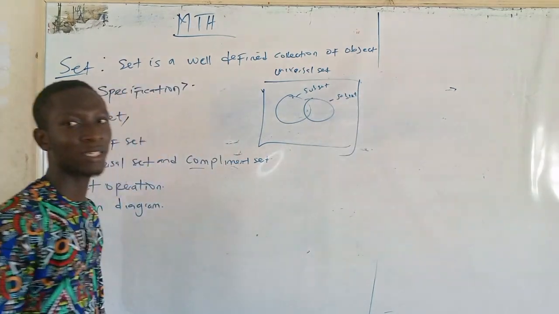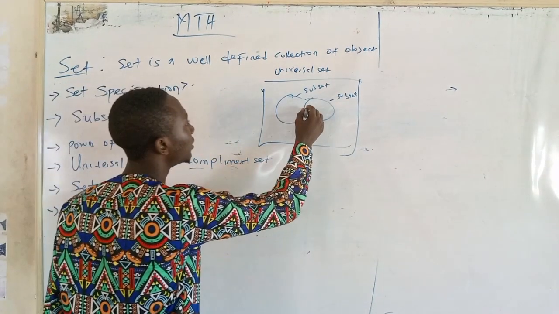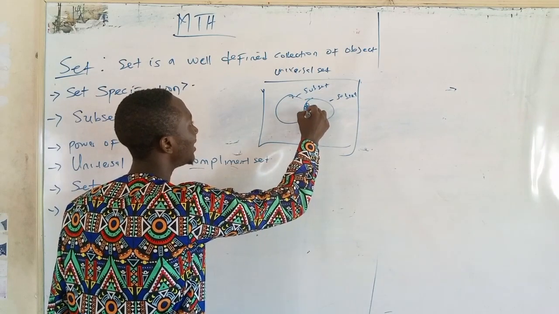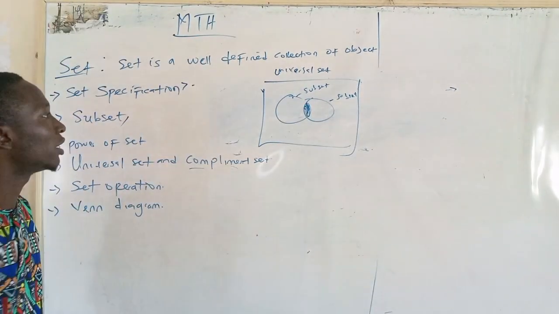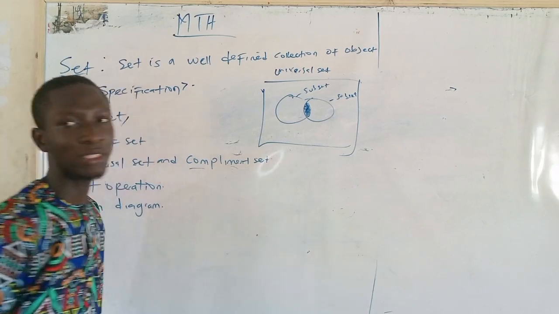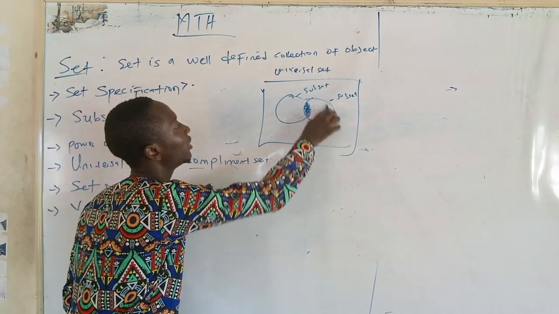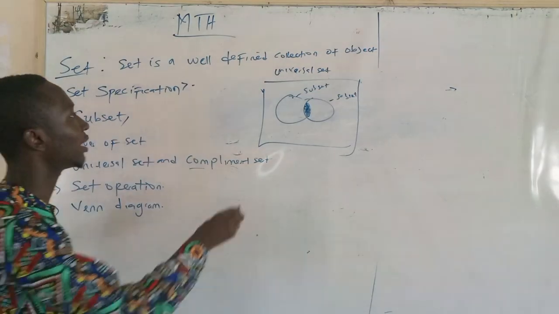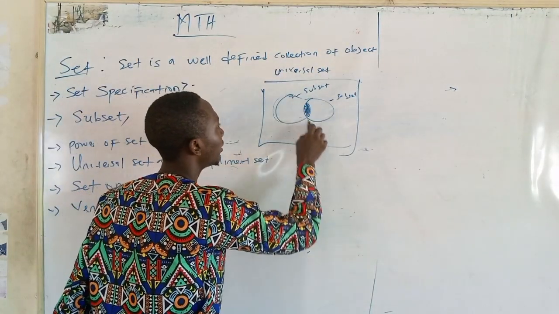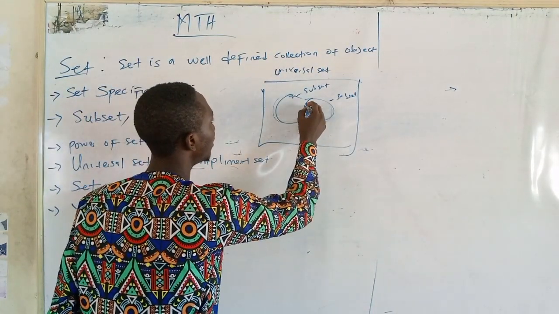Now this shaded place denotes the intersect between the two sets. So this place I colored denotes the intersect. And everything from here and here denotes the union, and this place denotes the intersect.